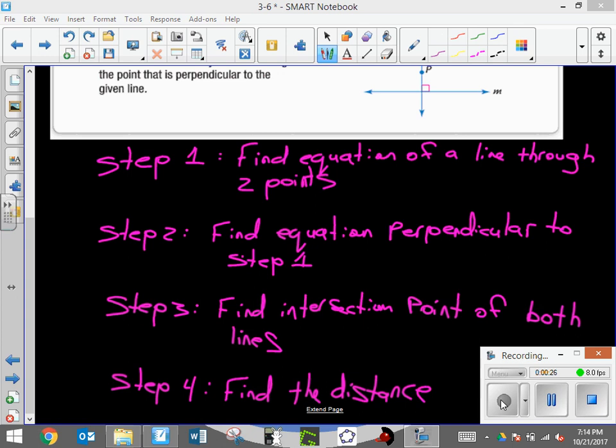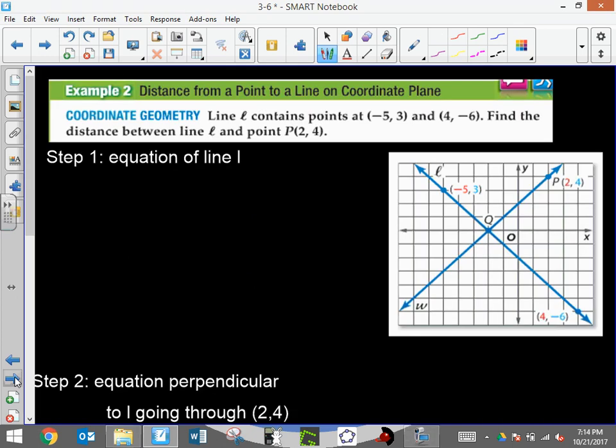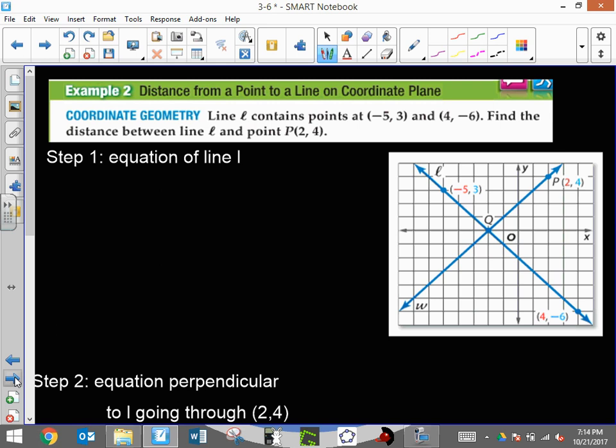Okay, so here's our example that we're going to deal with. I've got the actual graph there to help you see what's going on. So I need to write my equation for line L that uses the points -5, 3 and 4, -6. That is this line right here that we're talking about. I want to find the equation of that line. And then the point that's not on the line is this point, P. So I'm trying to find the distance between those.